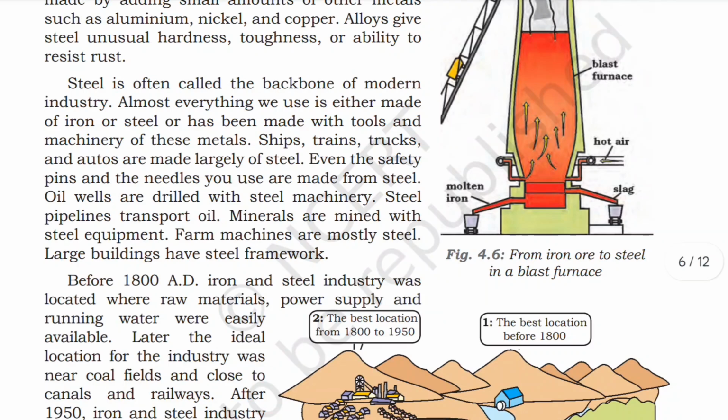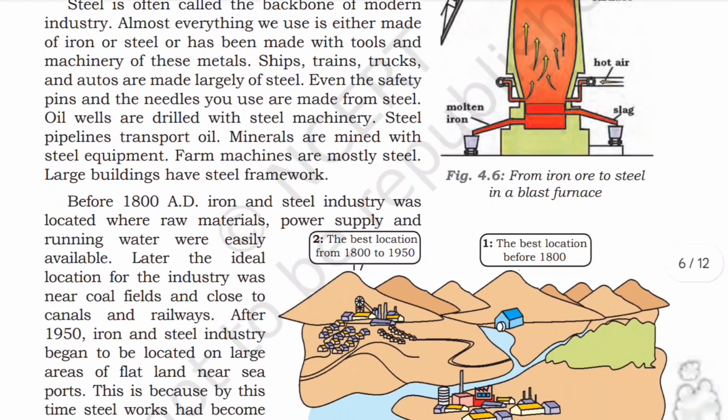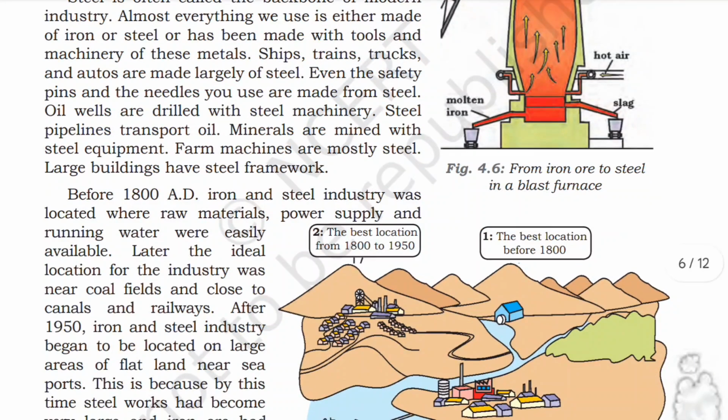Almost everything we use is either made of iron or steel, or has been made with tools and machinery of these metals. Ships, trains, trucks, and autos are made largely of steel. Even the safety pins and needles we use are made from steel. Oil wells are drilled with steel machinery. Steel pipelines transport oil. Minerals are mined with large steel equipment. Farm machines are mostly steel. Large buildings have steel frameworks.